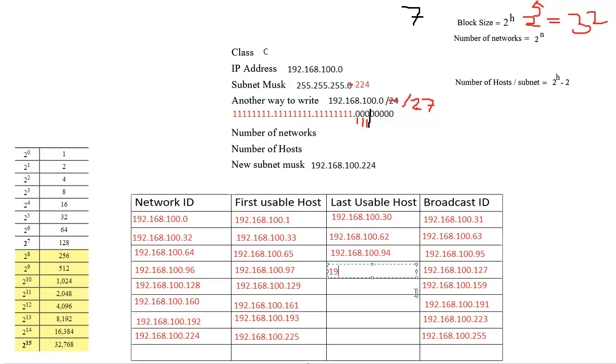So how many networks did we get? There is a formula: the number of networks is 2 to the power n, where n is the number of ones. So here it is 3, so 2 to the power 3. In our table, 2 to the power 3 is equal to 8. So the number of networks is 8.